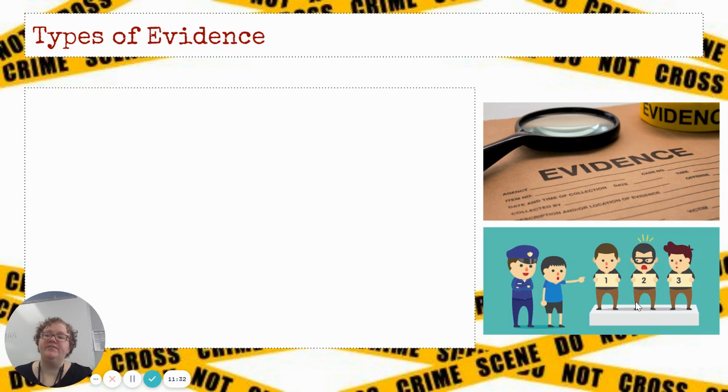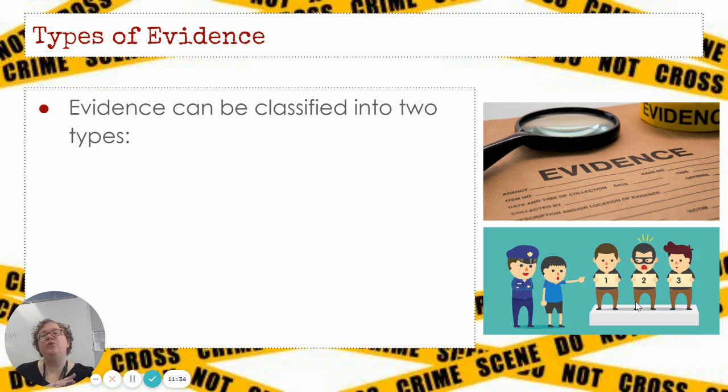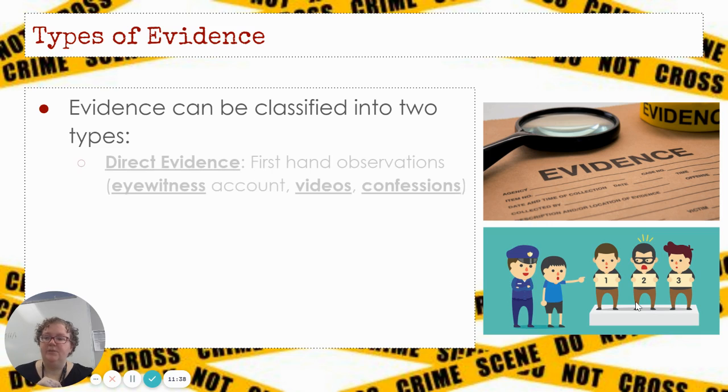So there are a couple of different types of evidence. There are two categories that every piece of evidence can be classified into. So there is direct evidence. Direct evidence only includes firsthand observations. So these are things like eyewitness accounts, videos, and confessions.